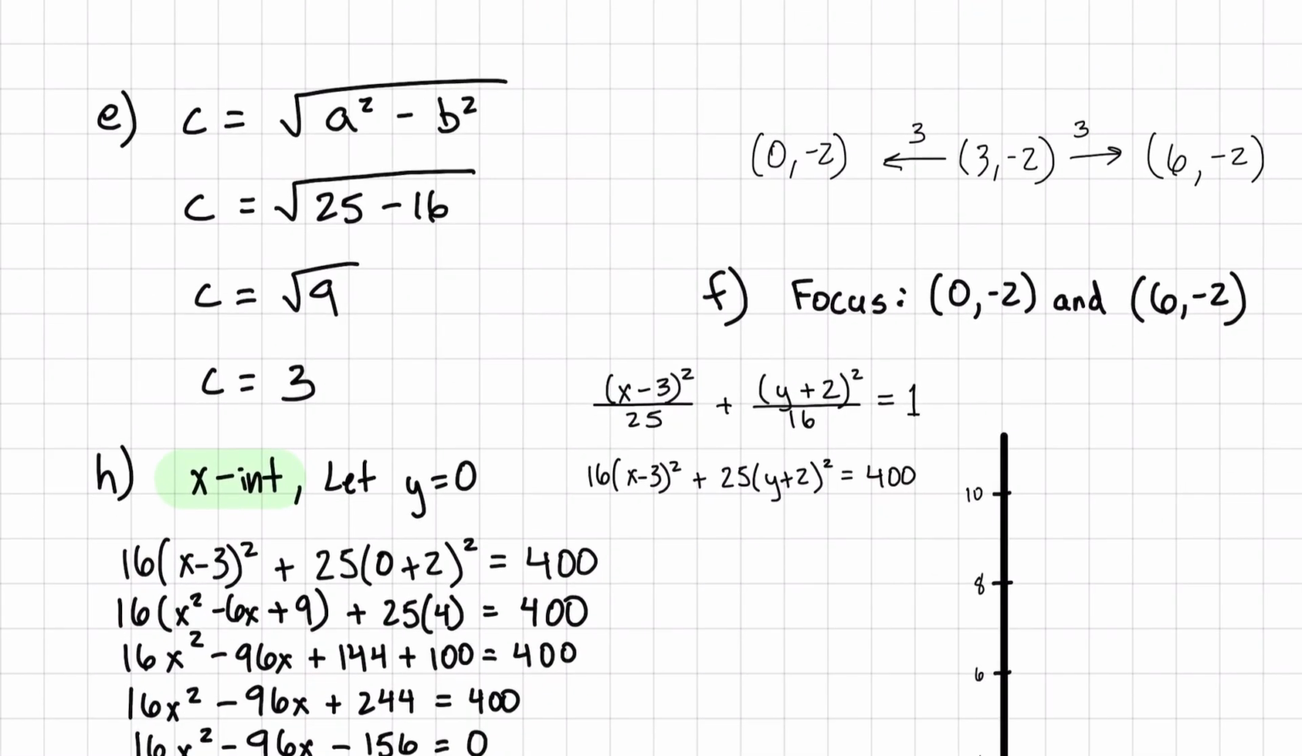Like I said, because it's horizontal, I have a squared minus b squared, which will give me a positive number. 25 minus 16 is 9. Square root of 9 is 3. So we have a nice, easy 3 for the distance of the focal length.